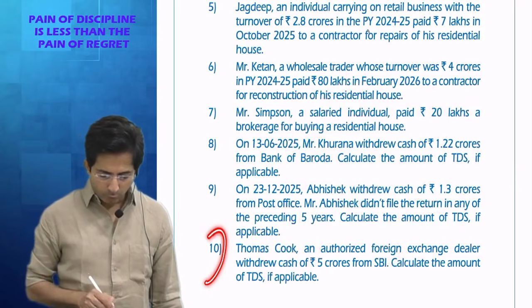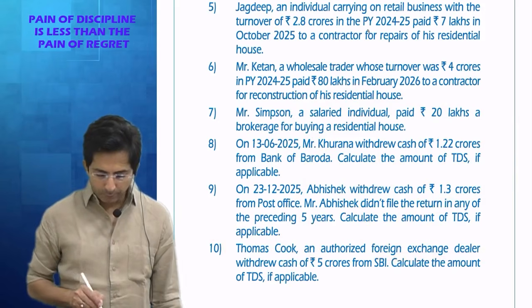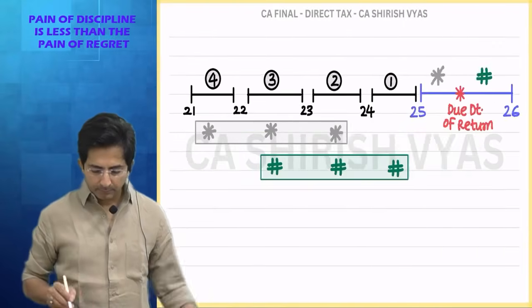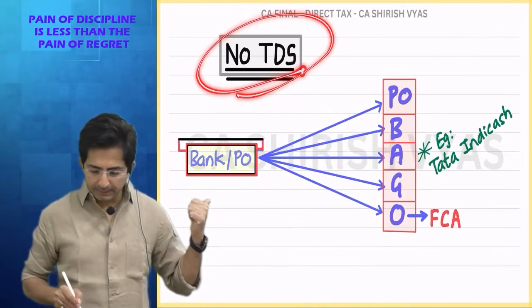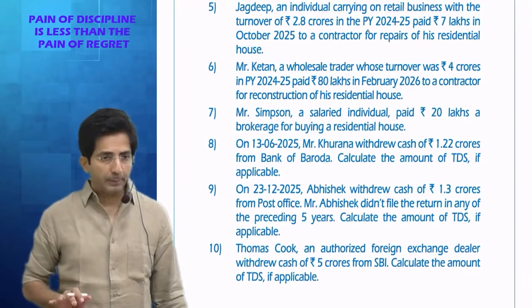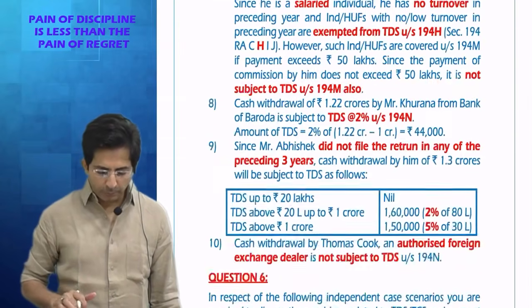Then Thomas Cook, a foreign exchange dealer, withdrew cash. See, cash withdrawn by a foreign currency dealer is exempt from TDS. No TDS if cash is withdrawn by a foreign currency dealer. So here TDS will not be attracted. So this was question number 5.